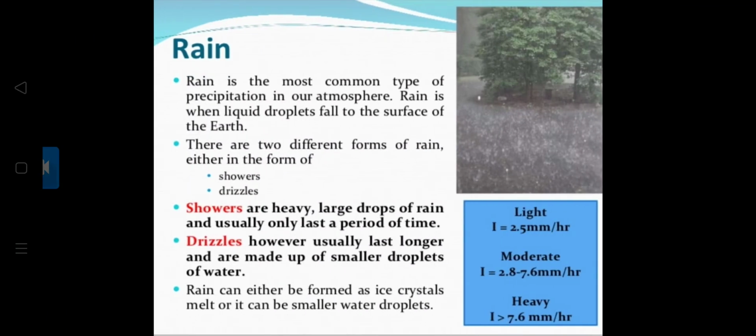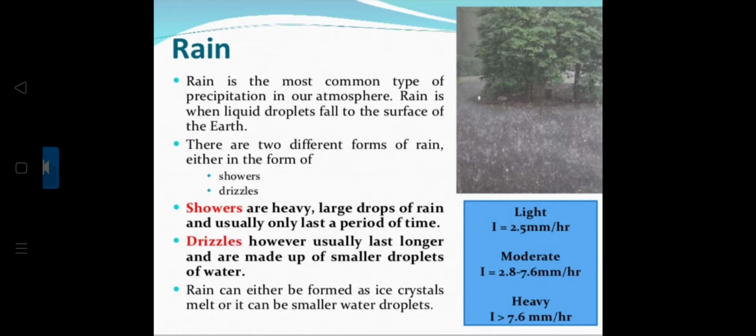Now, let's understand the different forms of water. Precipitation includes rain, drizzle, snow, sleet, and hail. The first one is rain. We all know about rain. Rain is a type of precipitation. The liquid particles, either in the form of drops of 5 millimeter diameter or scattered drops, fall from above. Rain is the most common type of precipitation in our atmosphere. Rain is when liquid droplets fall on the surface of the earth.